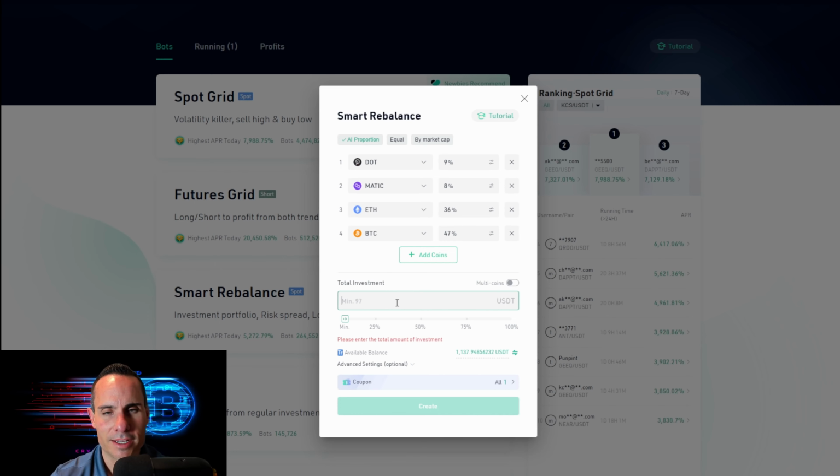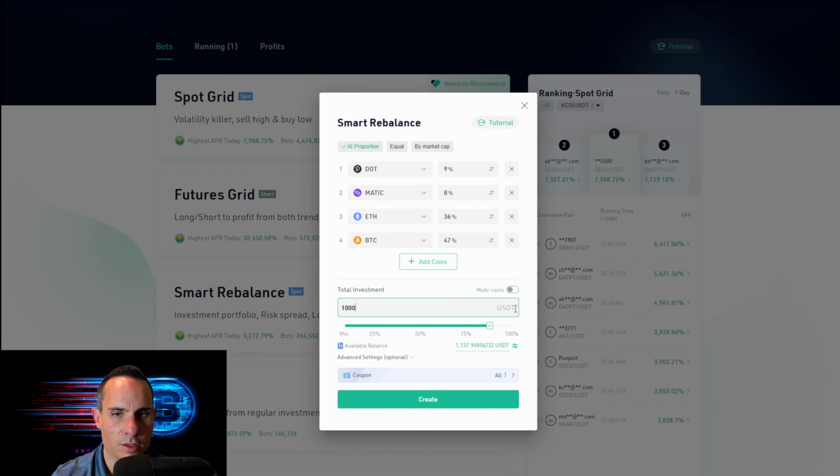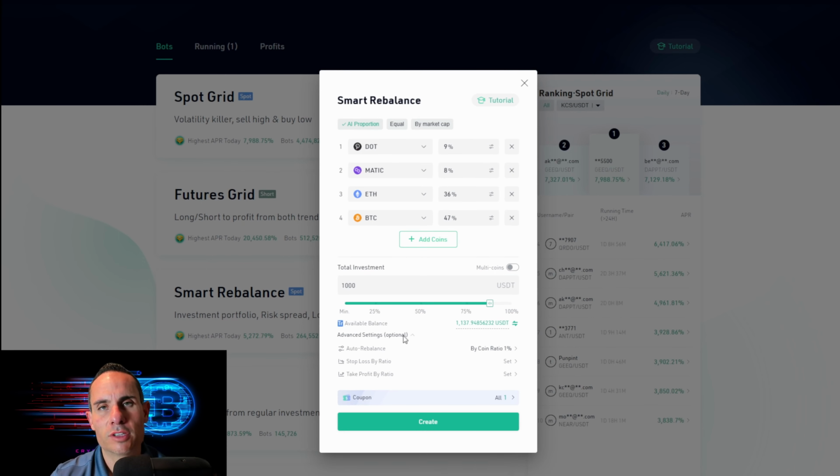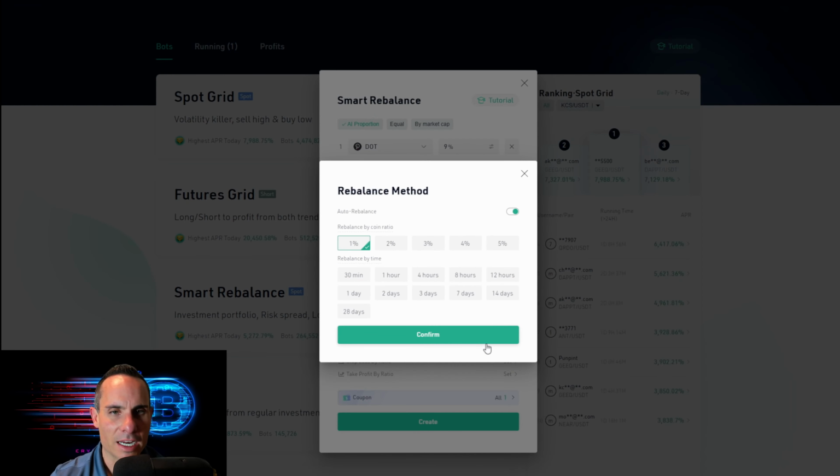Next, you're going to want to go ahead and set the actual investment amount here. We will start with $1,000 that we transferred over in USDT. If you click on the advanced settings, you can set how it auto rebalances. And as we saw from that back testing, using a percentage or using a very quick rebalance time is not the best strategy. So we're going to go with what we've found by back testing to be the most successful, rebalancing every 28 days.